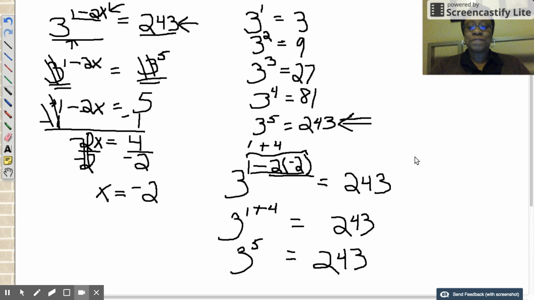And we are finished. Okay, so this is just a quick example of an exponential equation that most students find when they take a pre-calculus class.